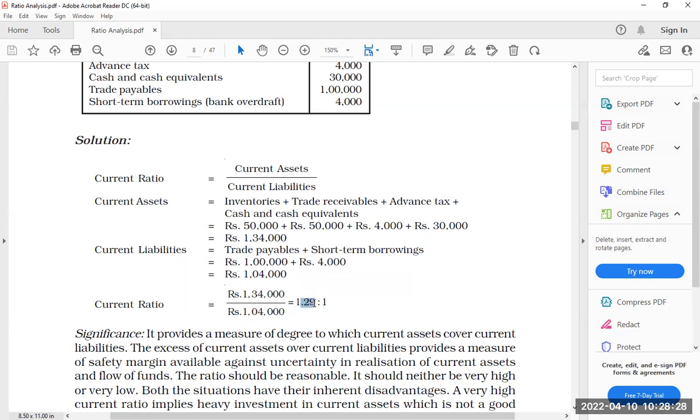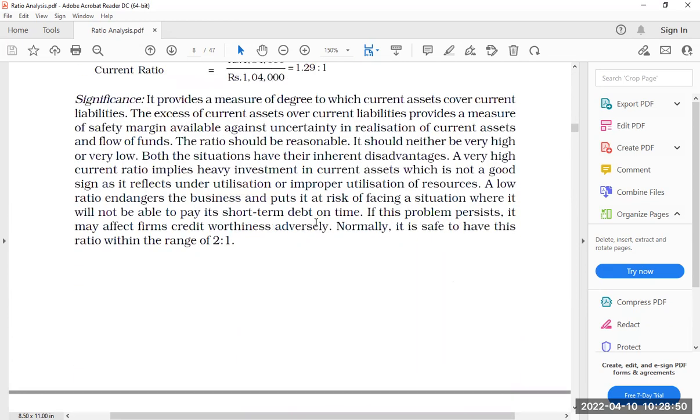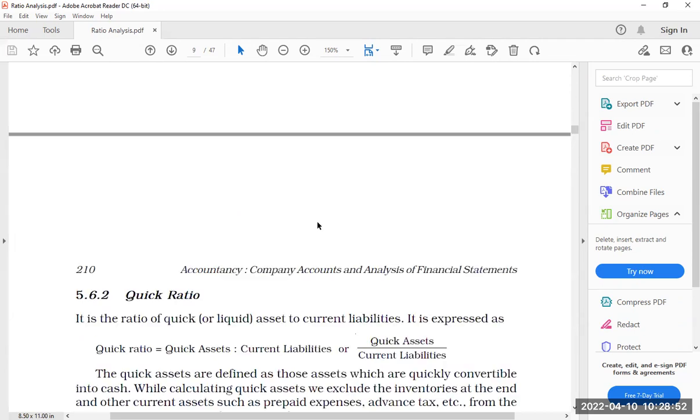1.29 times of current assets are representing the 1 times of current liabilities. So current assets are more than current liability. Actually, it is standard norm. Standard current asset ratio is 2:1. 2 times of asset, 1 time of current liability. Okay. Is there any doubt in the first ratio?